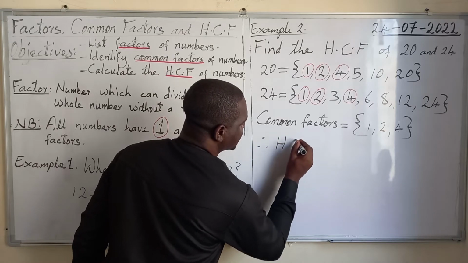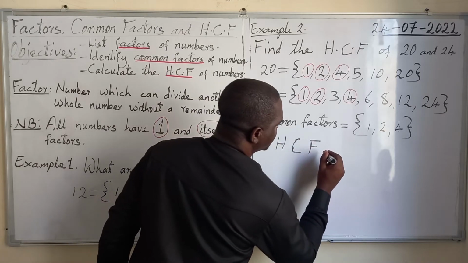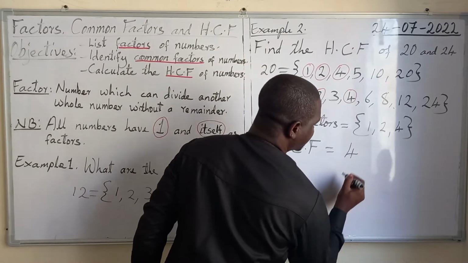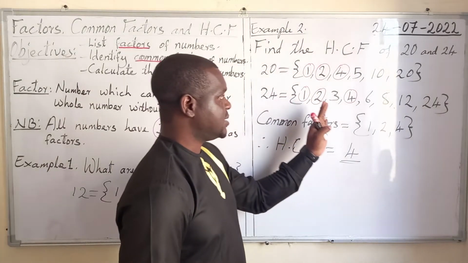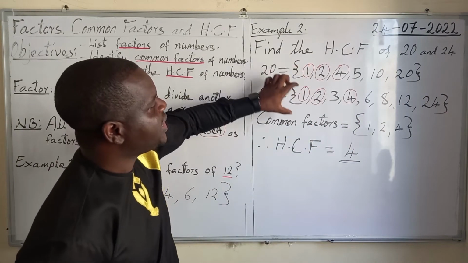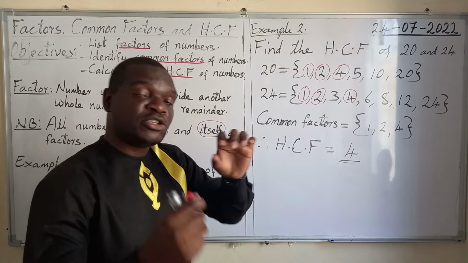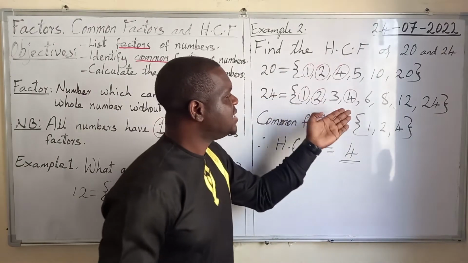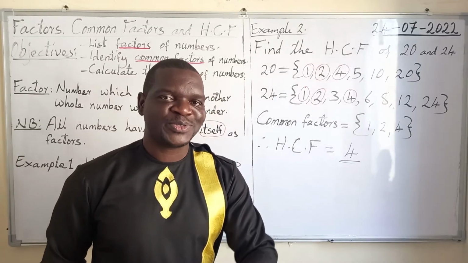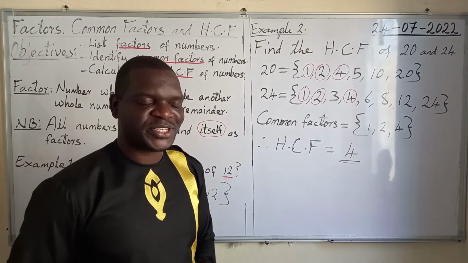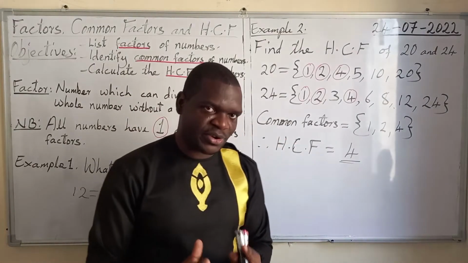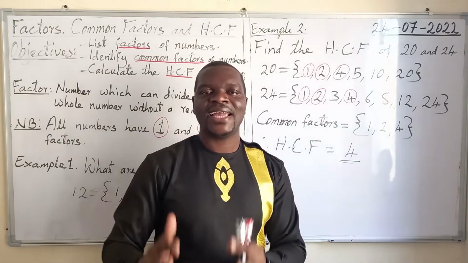Therefore, the highest common factor will be equal to, what is the highest number here? It's automatically 4. The essence that I want to identify here is to be able to identify the common factors and to be able to list out the factors of numbers. Let's move to the last question, which will help us to use factorization to find the highest common factor.